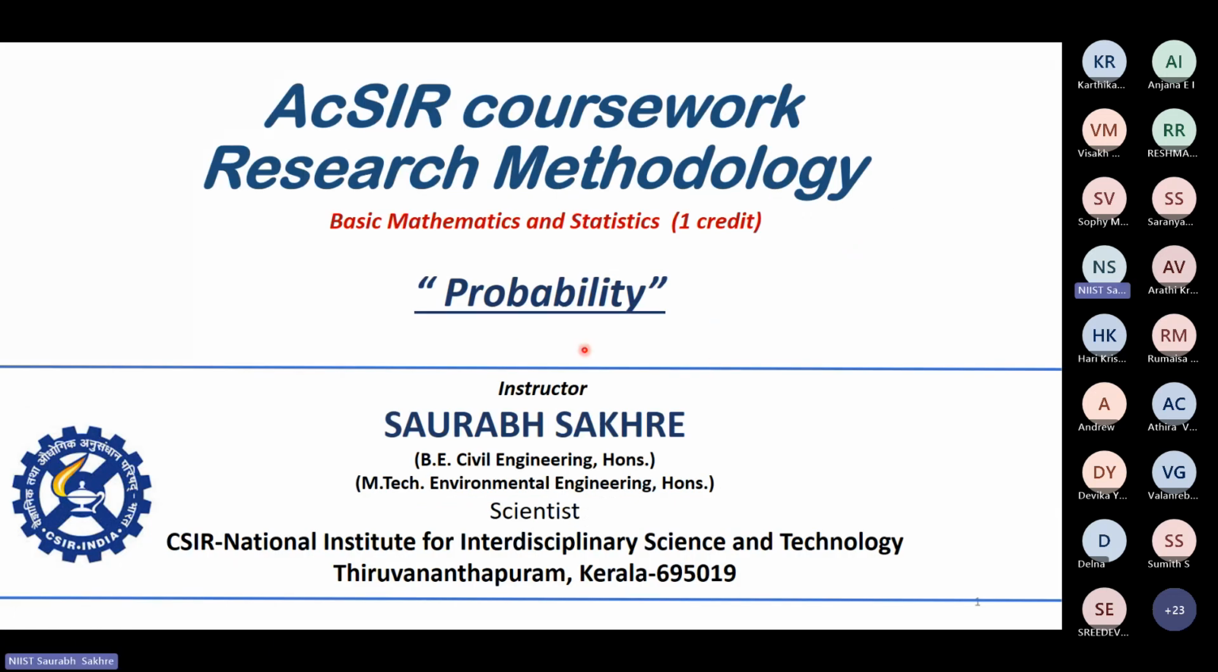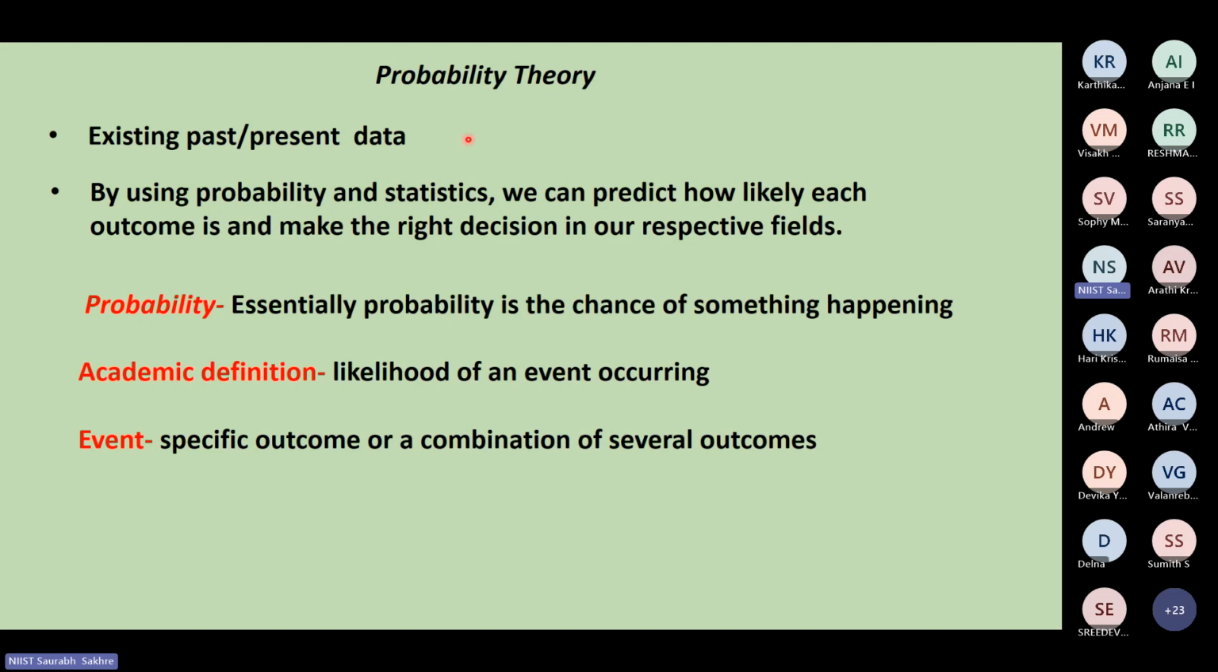So we'll start. What does probability theory mean? The first thing you should keep in mind is that while applying probability, you should have some past data or some present data. You should have some data on which you can work to estimate or to judge future events. That is what probability is. Then by using probability and statistics, we can predict how likely each outcome is and make the right decision in our respective field.